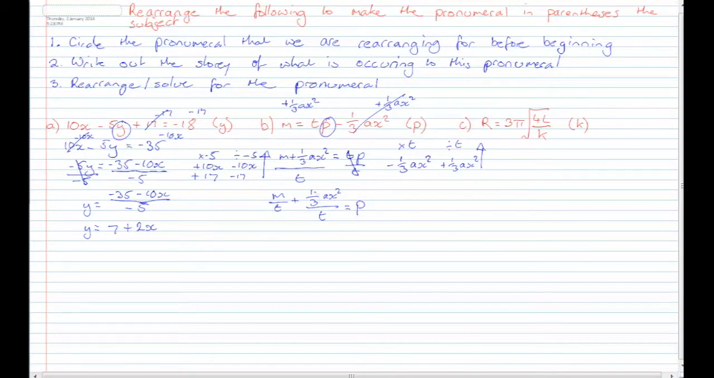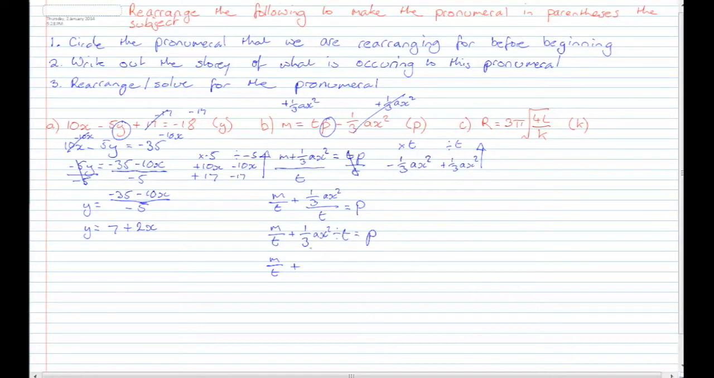Now, we know here that there are 3 layers, aren't there? So it's not as easy as just leaving it like that, because we can't have a fraction with 3 layers. So we're going to leave it as m over t, and then we're going to rewrite this as plus 1/3 ax squared divided by t is equal to p. Let's make this a little bit easier to do. So you've got m over t plus 1/3 ax squared. Well, that's saying 1/3 times ax squared.